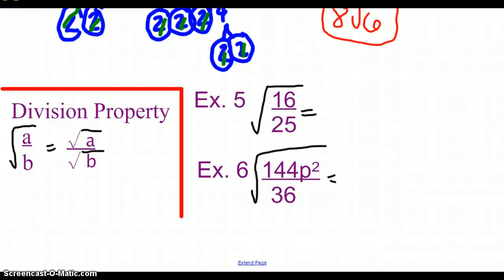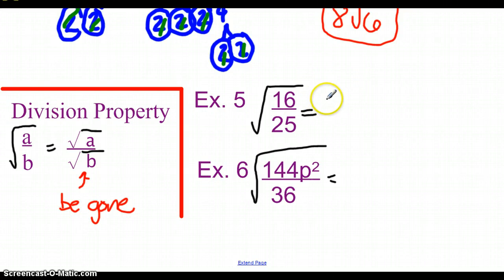Now, we also have to deal with this idea of division. If you have something that looks like a fraction here, I can separate it into two pieces, where you have a square root in the top and a square root in the bottom. The only thing that you have to remember is the square root in the bottom has to be gone when you're all done. You can't leave a square root in the bottom. It's one of those rules that they don't let you do.